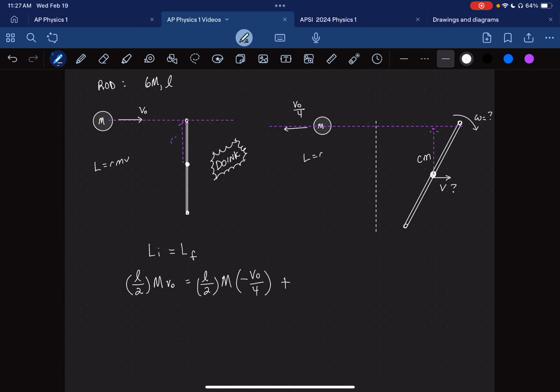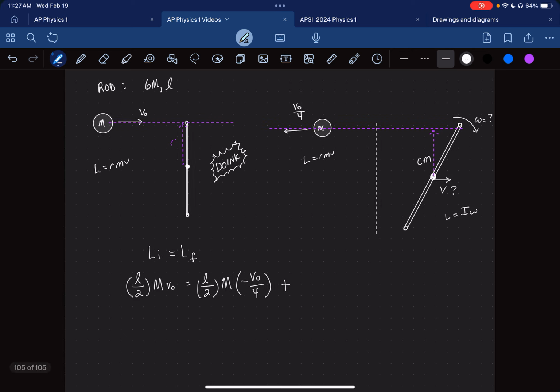So this was L equals R m v. This one is L equals I omega. So this is the rotational inertia of a rod about its center, so we need to look here. The rotational inertia of a rod about its center is m L squared over 12. The mass of the rod is 6m. The length of the rod is L, over 12 times omega. Cool. This looks complicated. It's going to simplify again to a very nice term.